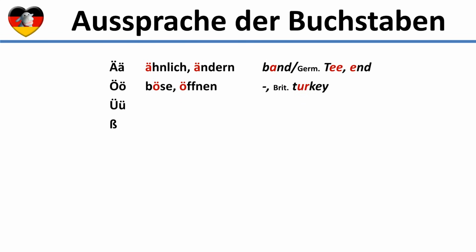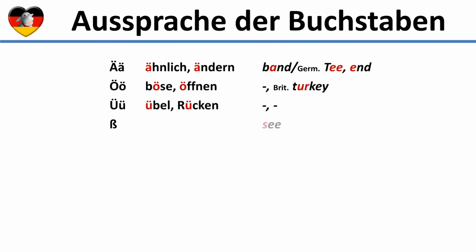Öffnen. There's no sound that resembles Ü in English, so just listen to the pronunciation. When Ü is long, it sounds like this. Übel. The short version sounds like this. Rücken. And here's the last letter.